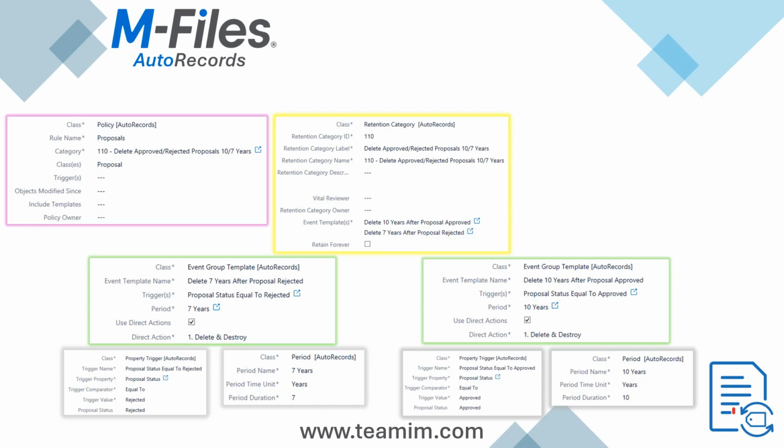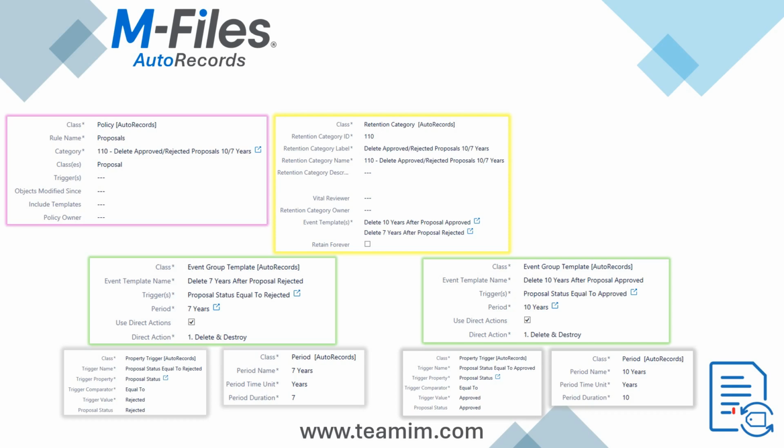We created the 3 main configurations. Our policy selects the proposal documents and assigns a retention category to those documents. Our retention category schedules one of 2 events for the proposal based on the status. The event group templates are set up so that one will be used when the status is rejected and the other is used when the status is approved. Importantly, if the status changes from rejected to approved, the retention will respond to that change automatically.